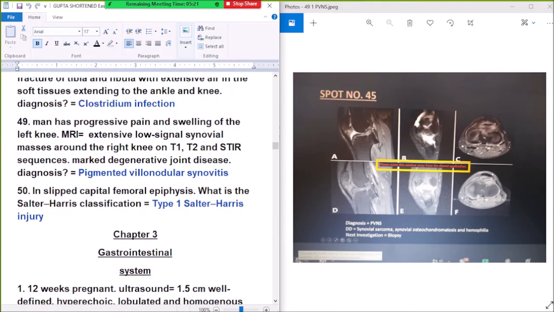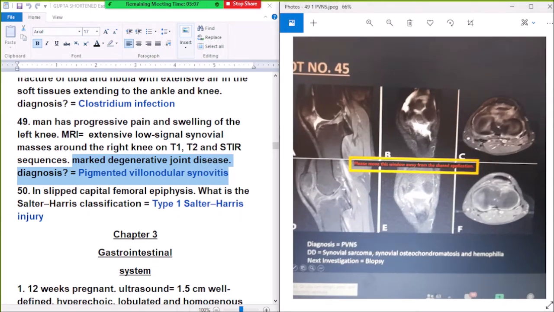Then question 49. A man has progressive pain and swelling of the left knee joint. MRI shows extensive low signal synovial masses in the knee on T1, T2, and STIR sequences, with marked degenerative joint disease. This is PVNS, pigmented villonodular synovitis.